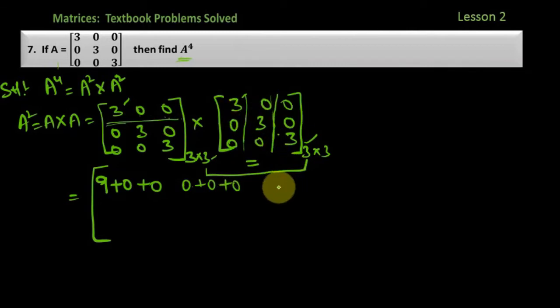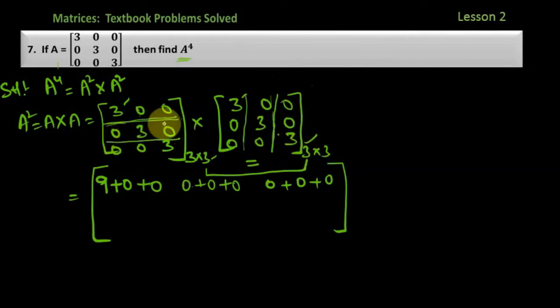Okay, now how to get my third element? Same, fix this row and multiply with the last column, right? So 3 into 0 is 0, plus 0 into 0 is 0, plus 0 into 3 is also 0. Okay, now I got the first row elements: first, second and third element. Now to find the second row elements, we should fix the second row and multiply with the column elements, right?